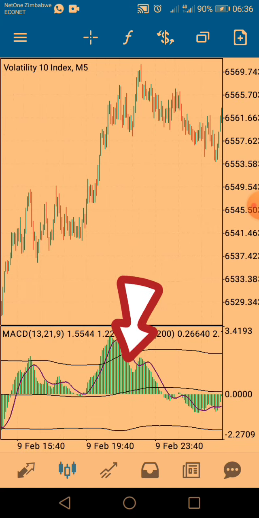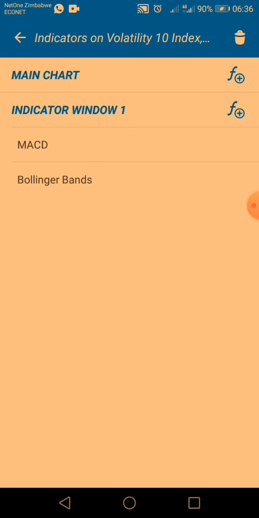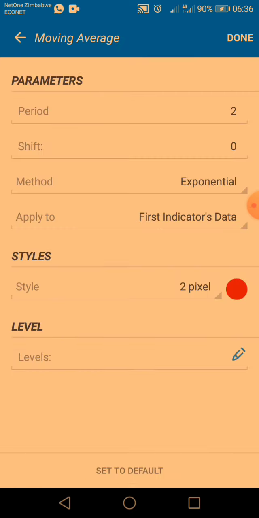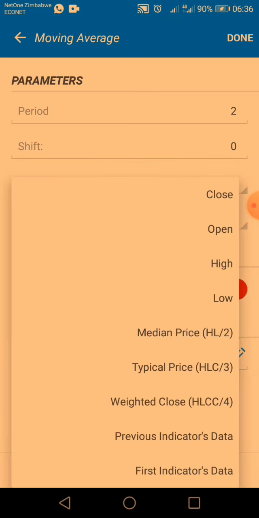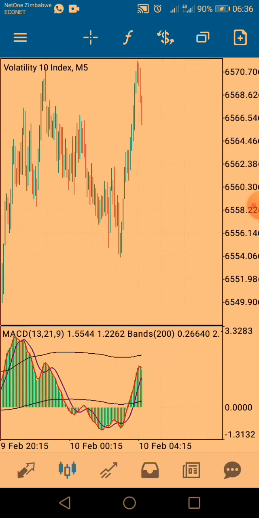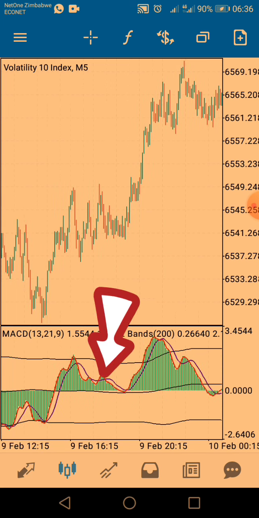I'm going to add the third one, which is the moving average. So I'll click F, go to indicator window, and find moving average. On moving average, I'll put my period as 2, and I'm going to say method exponential, apply to first indicator's data, put it as a red color and click done. Once I do that, you can see now I have my 3 indicators right here.